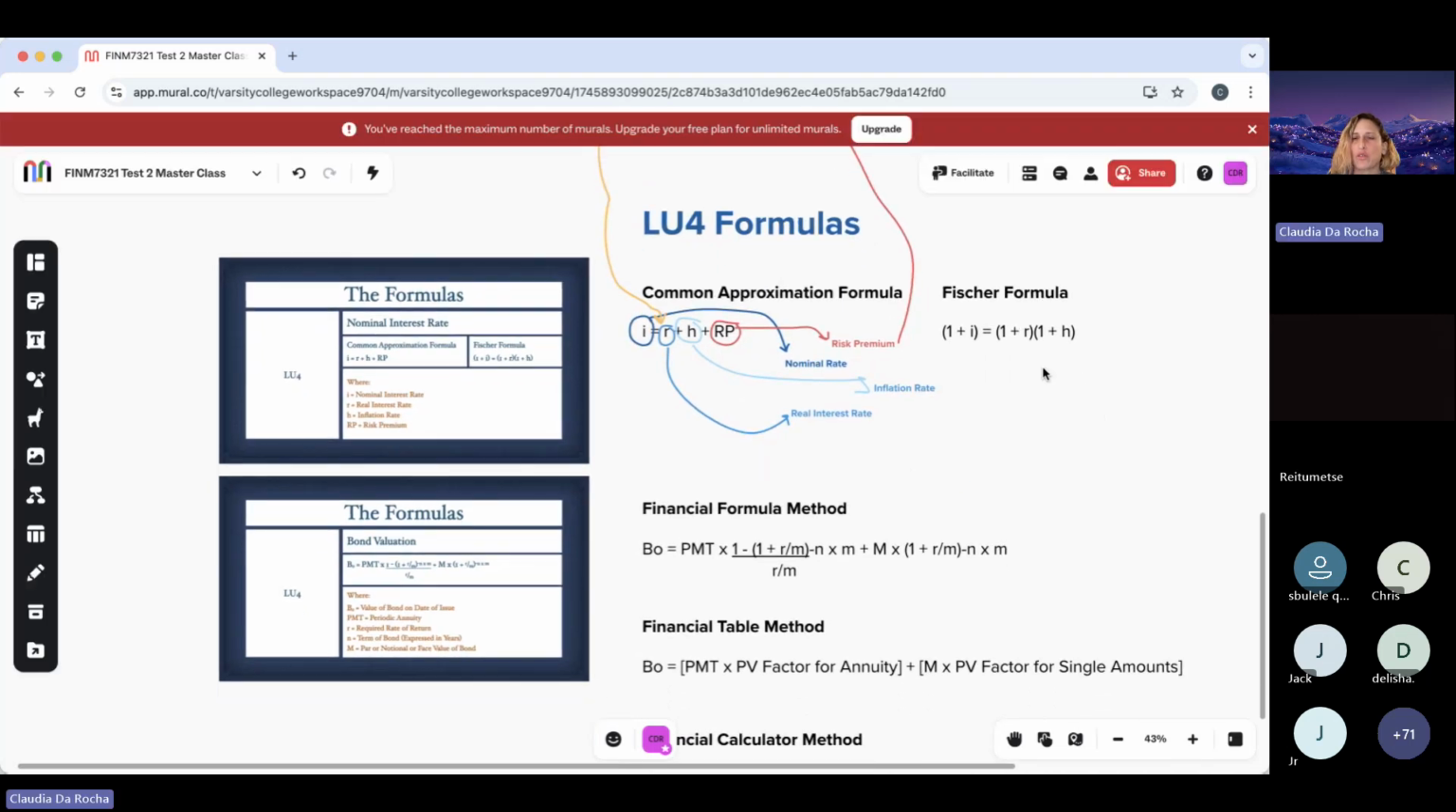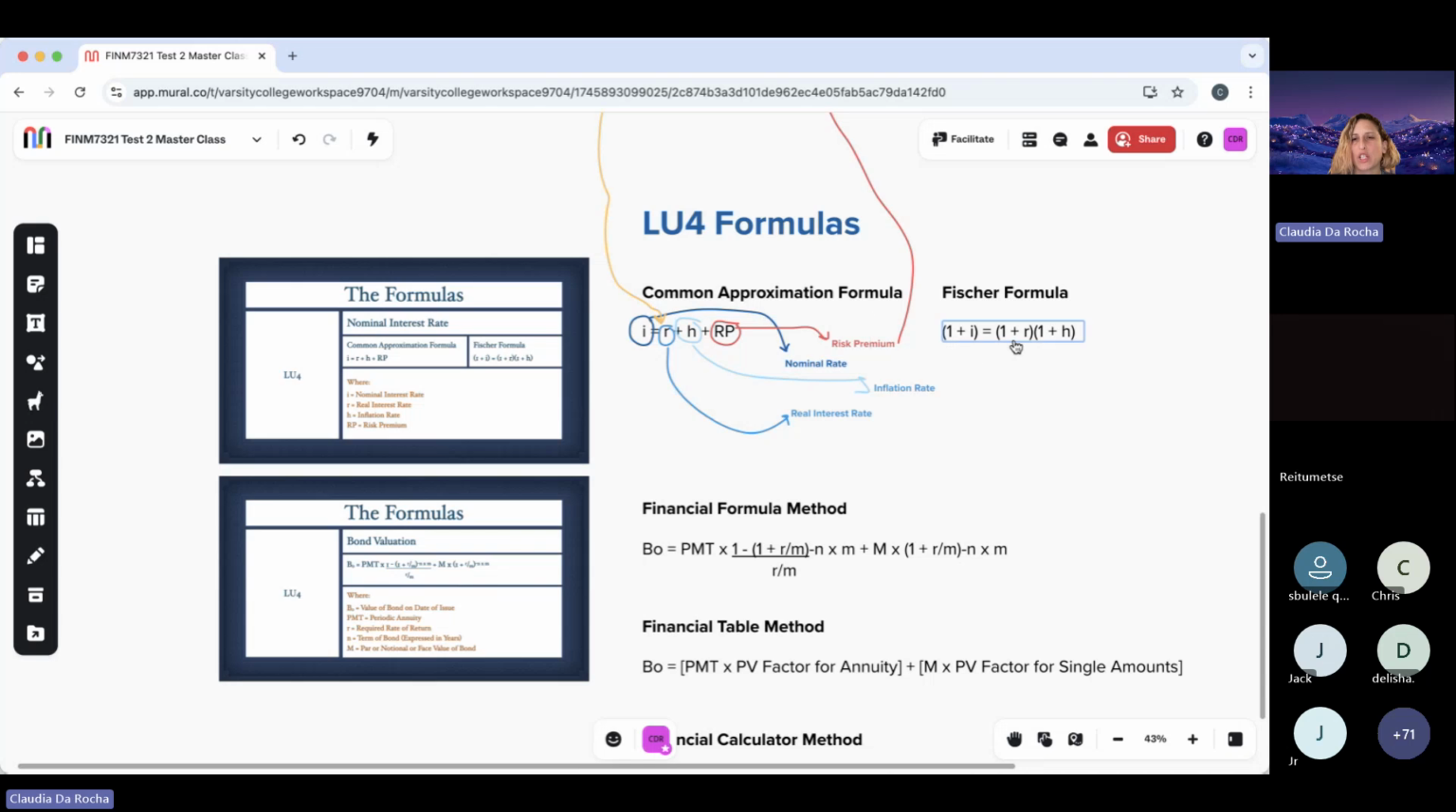Then with our Fisher formula, it's the same thing in terms of our I, our R, and our H. There's no RP with our Fisher formula, so there's no risk premium considered. It's only about looking at the nominal rate, the real rate, and the inflation, that's all. Just so that you are aware, your common approximation formula can also exclude your risk premium. So if there's no risk premium in your question, it's 0, or you can actually exclude it. It's up to you.